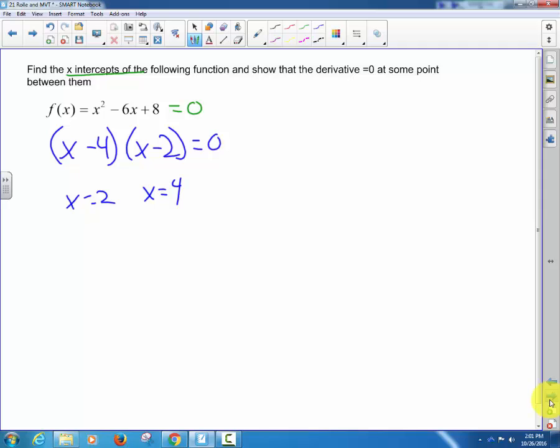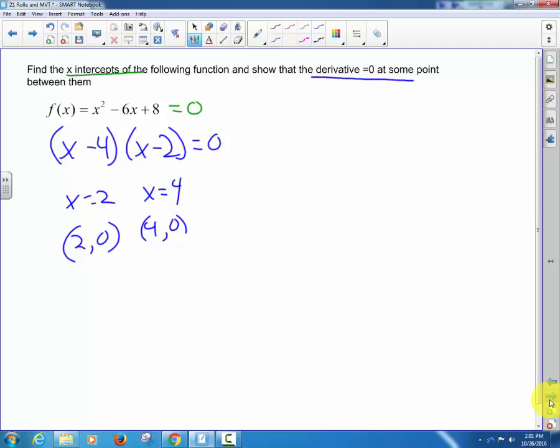So the x-intercepts are what? Right. The x-intercepts are going to be (2, 0) and (4, 0). All right. So we found the x-intercepts. Now, how are we going to show that the derivative equals 0 at some point between them? How are we going to show something?